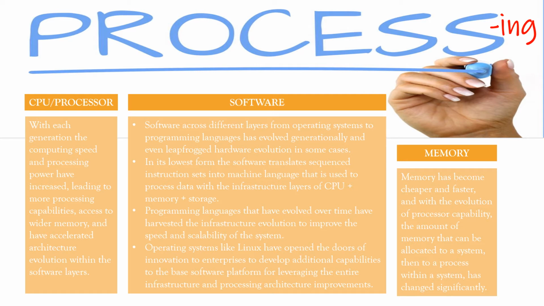For software, also different software has different operating systems and programming languages. Not every software is the same, like Python and R are totally different software. In its lowest form, the software translates a sequence of instruction sets into machine language that is used to process data with instruction layers of CPU plus memory plus storage. Programming languages that have evolved over time have harvested infrastructure evolution to improve the speed and scalability of the system.